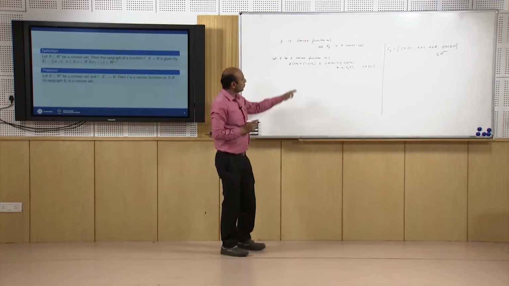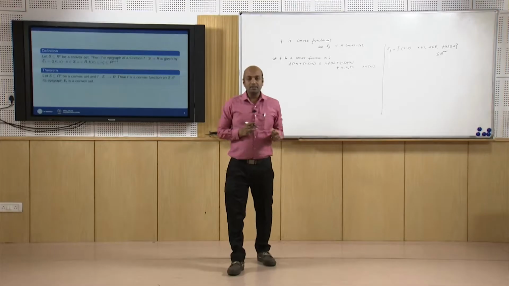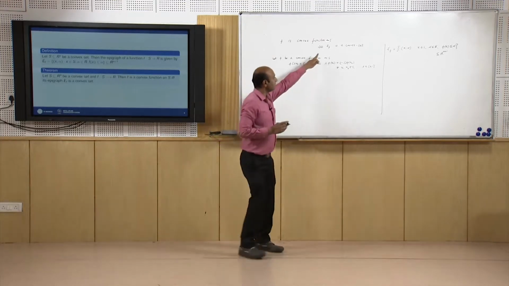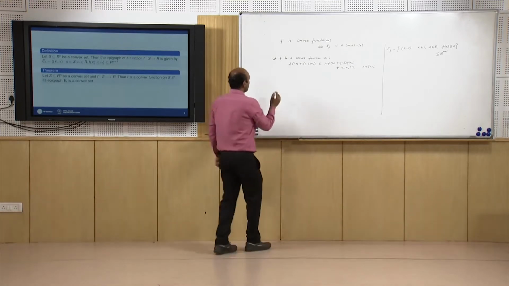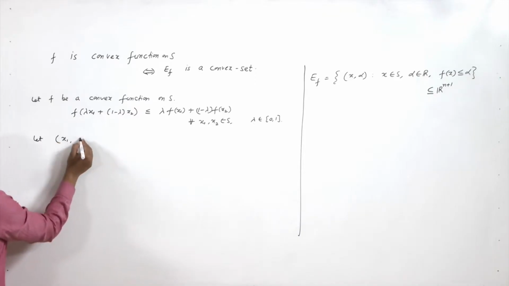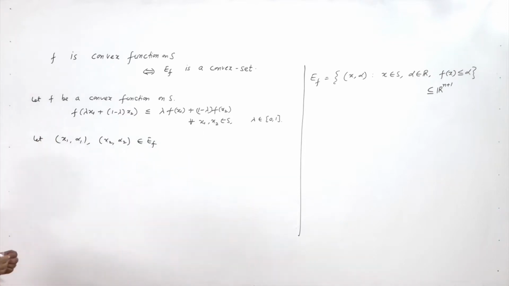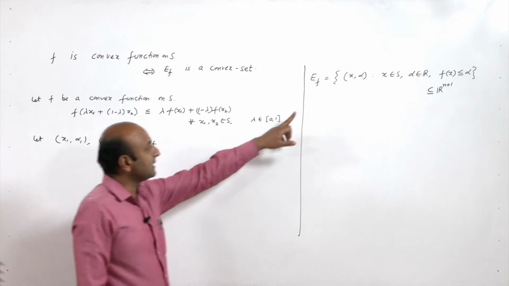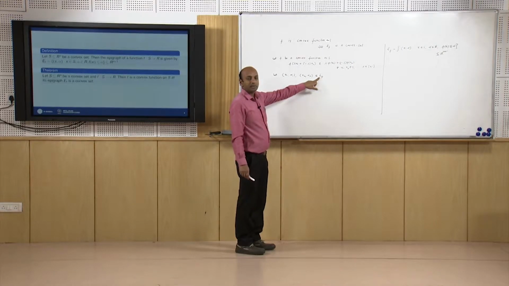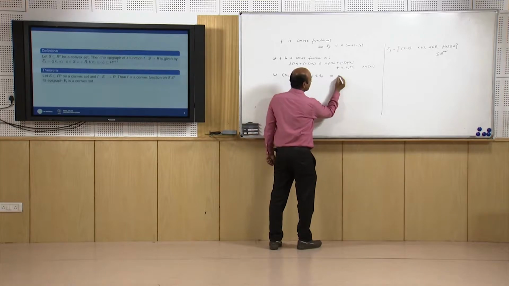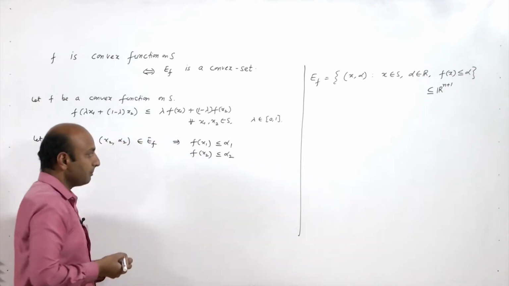Now, what do we have to show? We have to show that if f is a convex function, then its epigraph is a convex set. To prove this, take two arbitrary points in the epigraph, and try to show that the convex linear combination of those 2 points is in the epigraph. So, let (x1, alpha1) and (x2, alpha2) be in the epigraph of the function f, because the points in the epigraph are of the form (x, alpha). It means that f(x1) is less than or equal to alpha1 and f(x2) is less than or equal to alpha2 by the definition of epigraph.